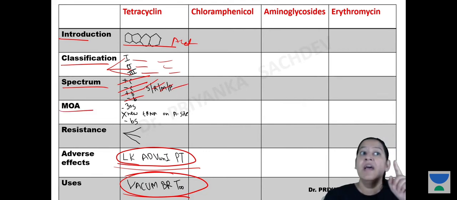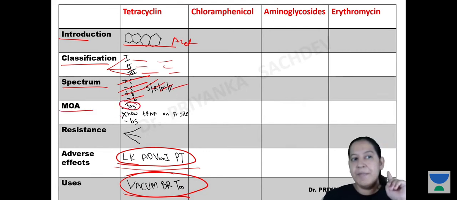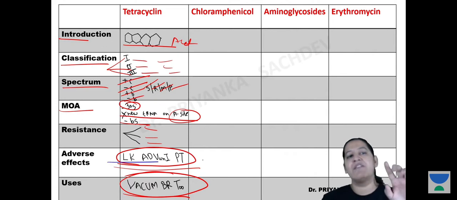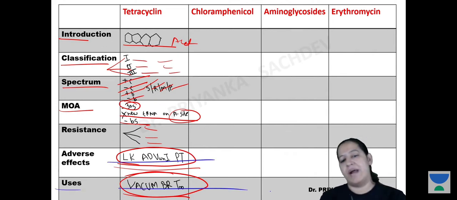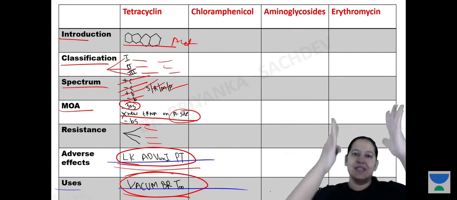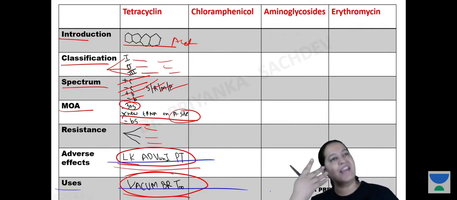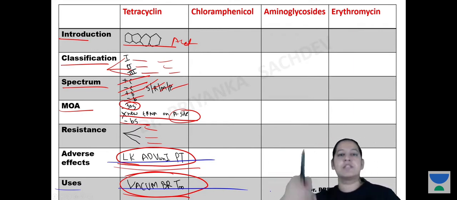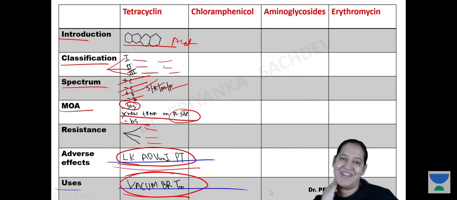Mechanism of action: it acts on 30S. It inhibits the second step on the A site and it is bacteriostatic. Resistance, you know the 3 mechanisms. Adverse effects: LK Advani is a PT teacher. Uses: vacuum the bedroom. So in just 1 minute, you can revise the whole chapter, even on the last day of my exam. Give me a thumbs up if you like the way of teaching.